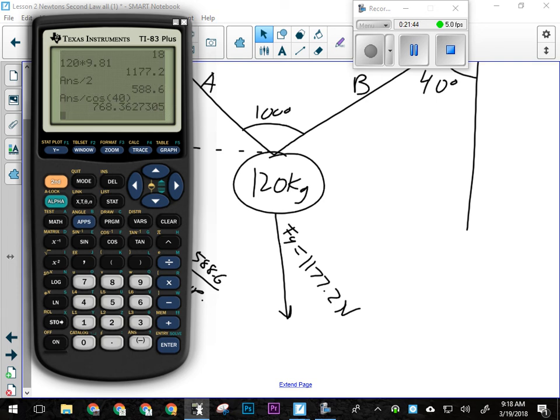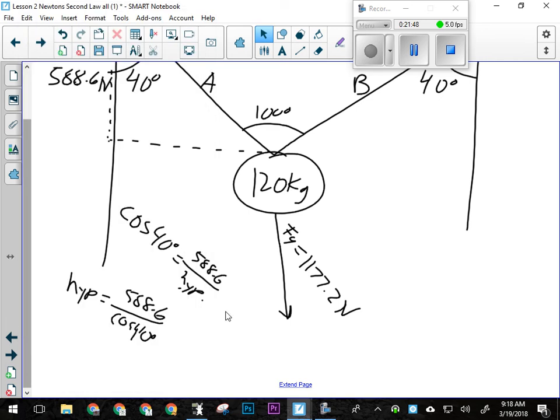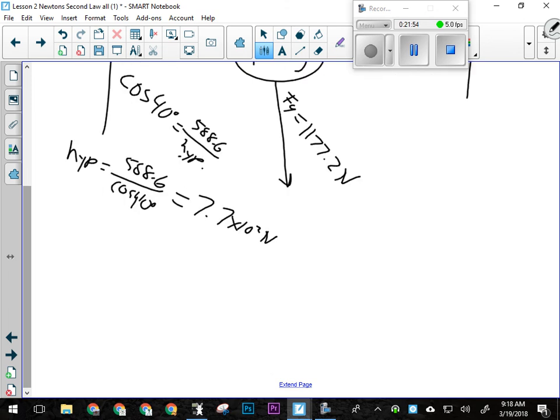So the tension in each cable, and we only have two significant figures here, is 7.7 times 10 to the 2 newtons. And that would be 40 degrees from vertical, pulling at 40 degrees from vertical. Everybody follow what I did there?